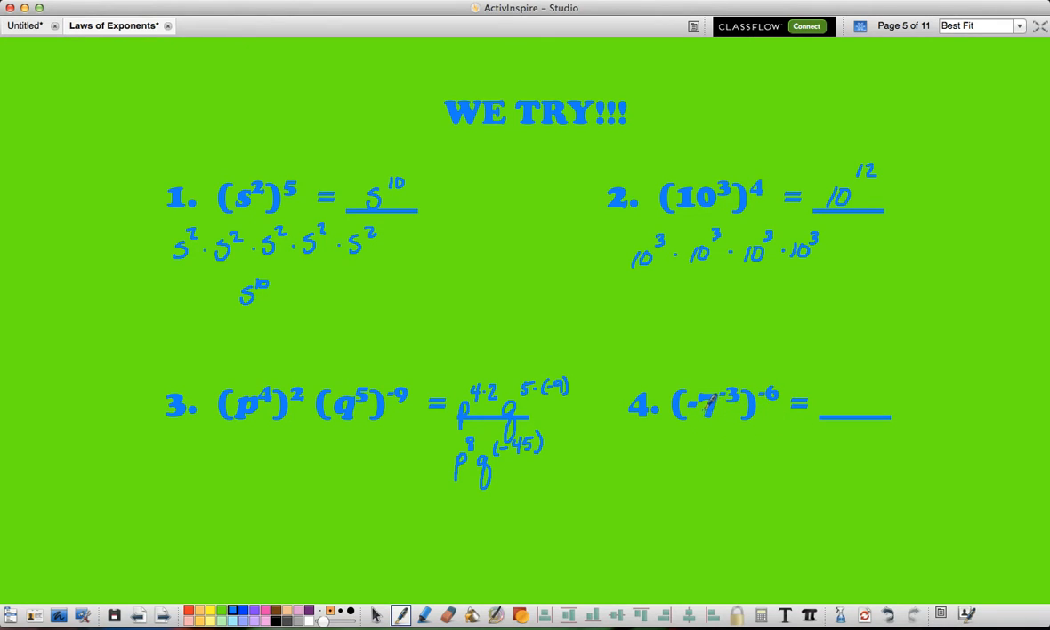Right? And then here I have negative 7 to the negative 3rd to the negative 6th, which means it's negative 7 to the negative 3 times the negative 6, which means I have negative 7 to the 18th power, because a negative times a negative gives you a positive.